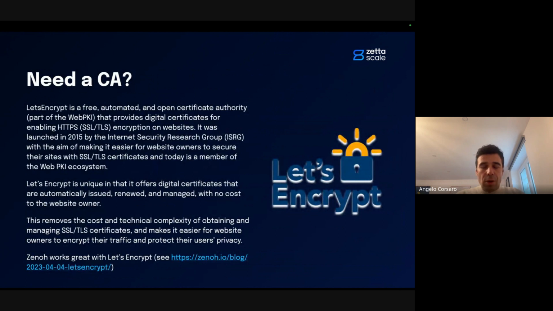Okay, so I need to rush up because we still have all the part on authentication and access control. CA. So who needs a CA? Well, everyone needs a CA, right? And that's sometimes a pain in the neck.